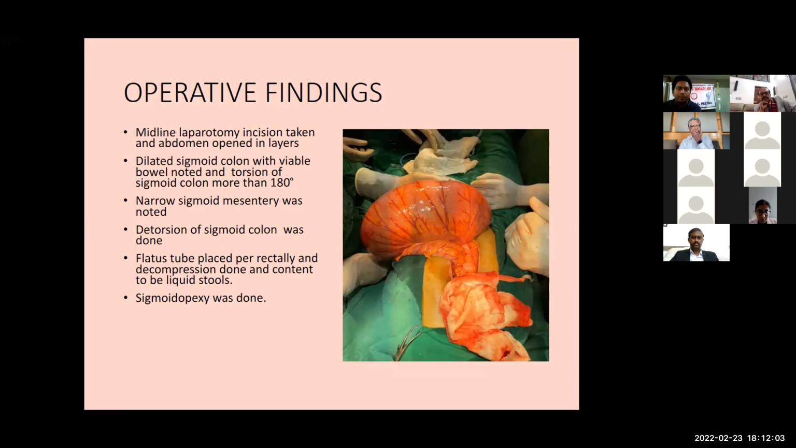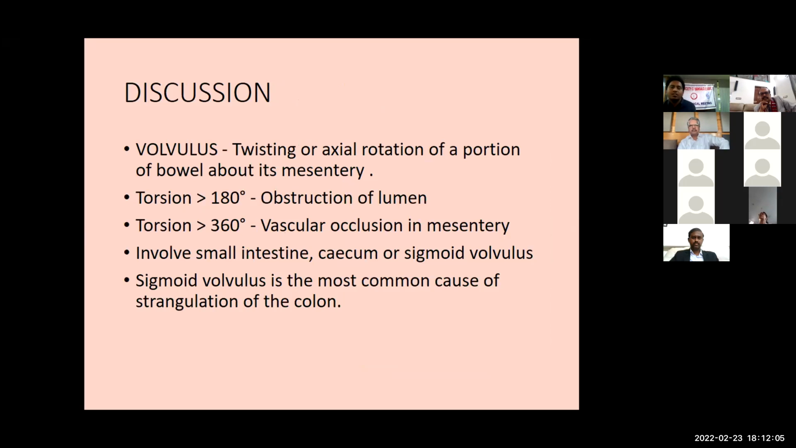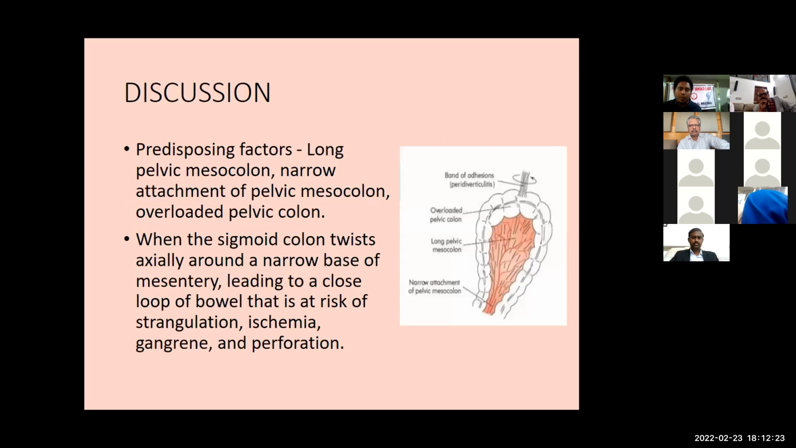Sigmoidopexy was done. Discussion: volvulus is twisting or axial rotation of a portion of bowel about its mesentery. Torsion of more than 180 degrees causes obstruction of the lumen. Torsion of more than 360 degrees causes vascular occlusion in the mesentery. Volvulus most commonly involves the small intestine, cecum or sigmoid. Sigmoid volvulus is the most common cause of strangulation of the colon.